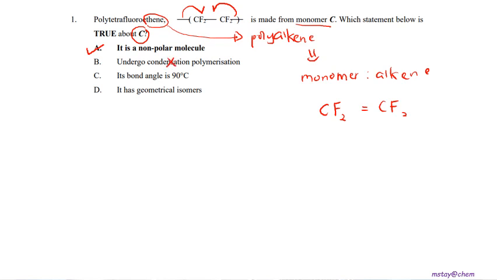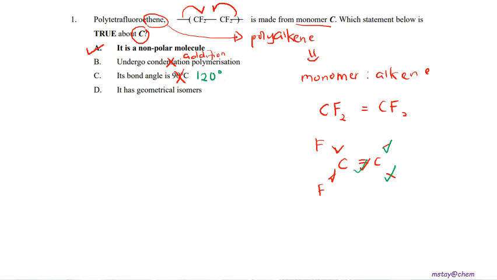If we know it is polyalkene, the type of polymerization is addition. Second, C, bond angle is 90 degree, is also not correct. If we look at each carbon here, when we draw the Lewis structure, each of the carbon has 3 electron domains, 1, 2, and 3. For the other carbon also 1, 2, and 3. So with 3 electron domains, the bond angle supposedly is 120 degree, not the Celsius.